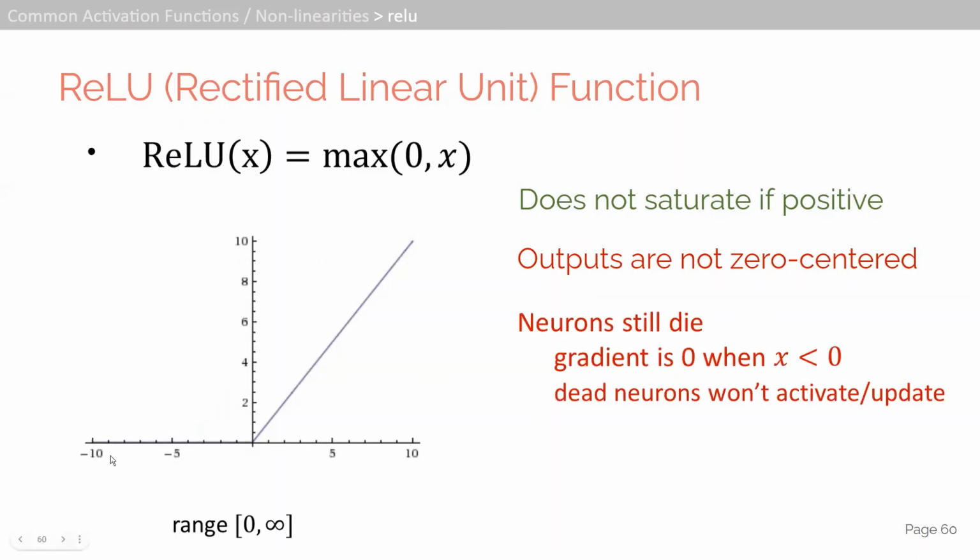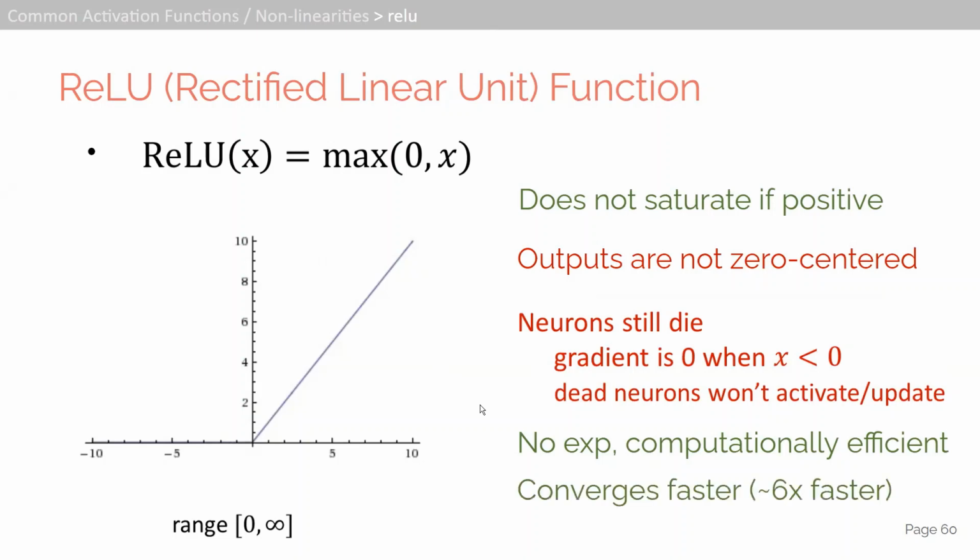The gradient is zero when x is less than 0, so basically the neuron is dead. If it happens, then you don't use that neuron anymore. But it's computationally efficient. There's no exp. And it converges faster in general, about 6 times.